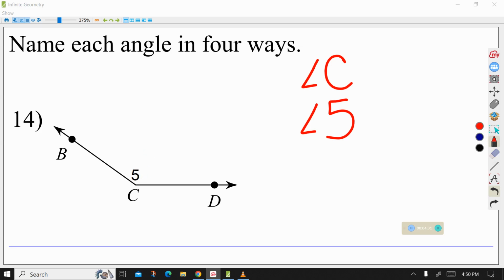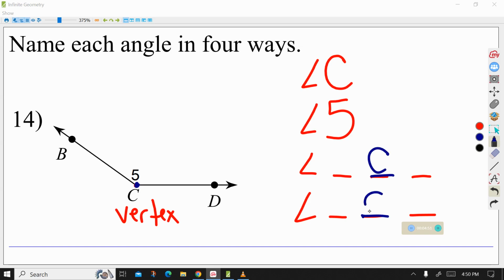And then we could name it using 3 letters. And again, the vertex is C. So when I name this angle, let's see if you can do this on your own right now. What letter should go in the middle? What letter am I going to put in the middle blank right here? That'll be the vertex of this angle. The vertex is C, so that means C goes in the middle. And then I'm going to have B, C, D on this part, and on the other side, we'll have D, C, B, and those describe the same angle.